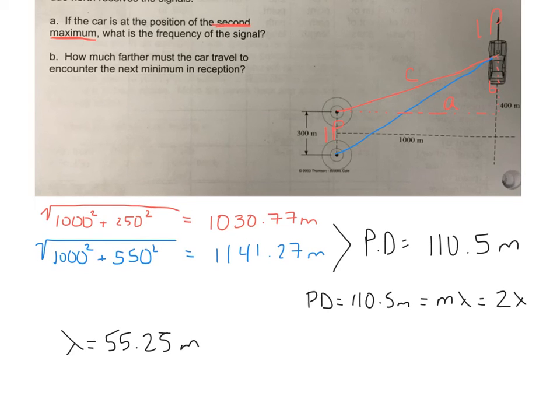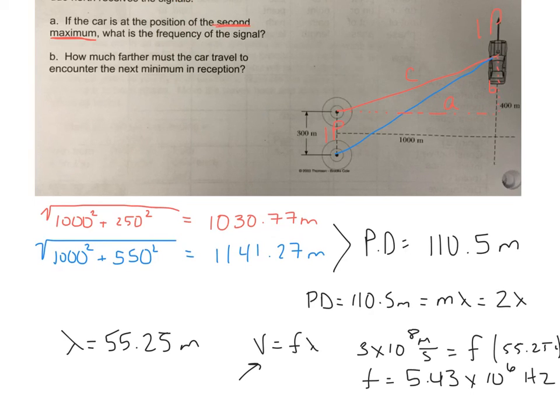However, this is not what the question was asking. It was asking with what frequency was the signal. So I have to go back to my knowledge of v = fλ. And because I know what the wavelength is, and I know that the velocity is going to be the speed of electromagnetic waves, I can see 3 × 10^8 meters per second is equal to the frequency, what I'm looking for in this problem, times 55.25 meters of my wavelength. I end up with a final answer of frequency is equal to 5.43 × 10^6 hertz.